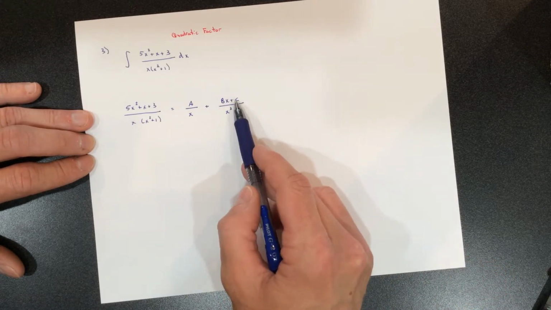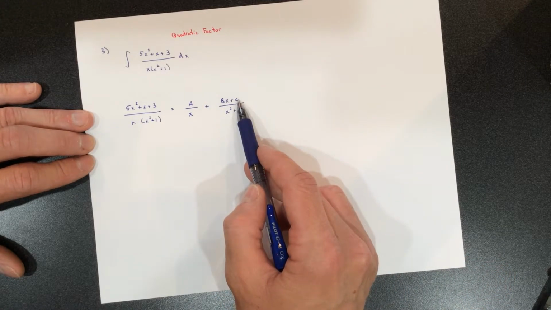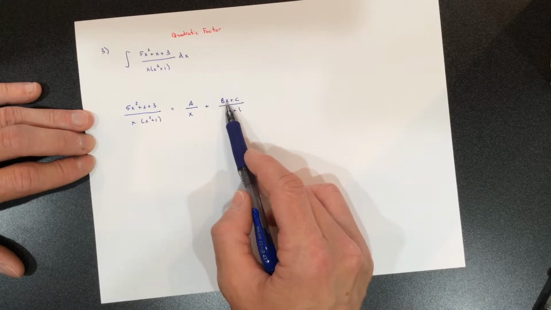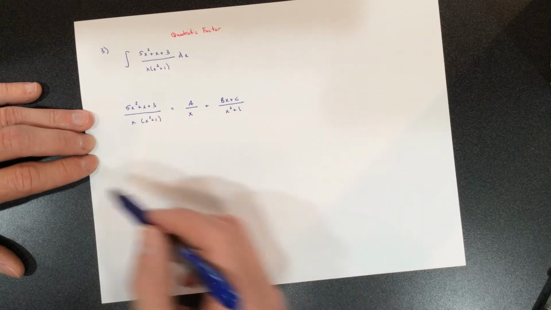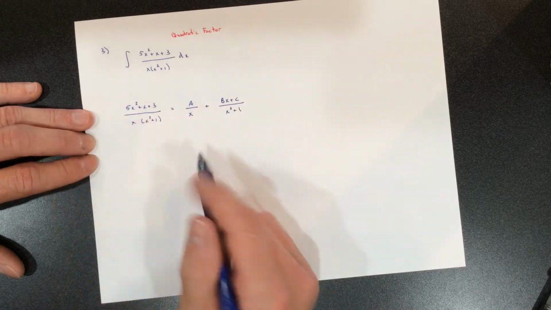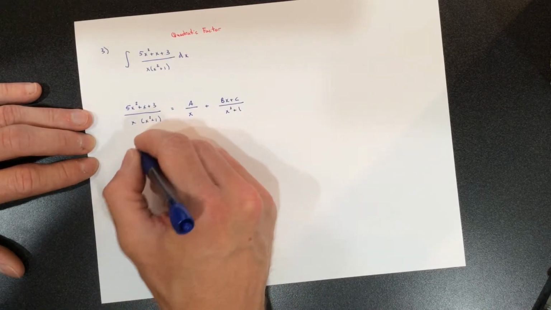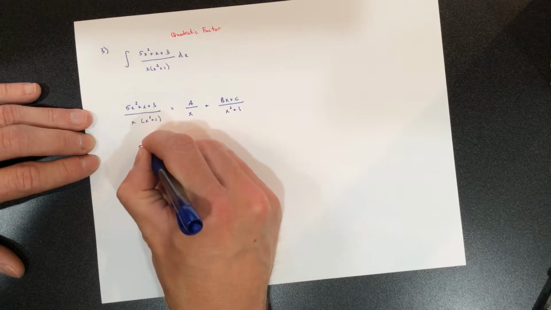I need these to be separate variables, b and c, that I can find. So I have bx plus c, some linear over some quadratic. And again, once you get this step, the rest of it is exactly the same. I'm still going to multiply by the denominator.